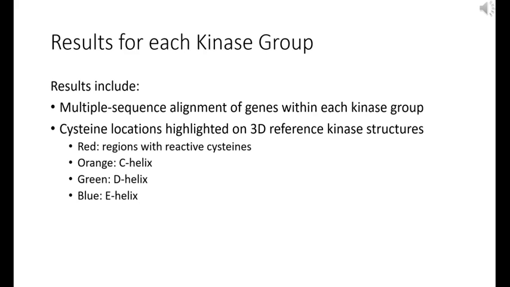The following slides will outline common places where reactive cysteines were located. These slides will include snapshots of the multiple protein sequence alignment of the kinase genes within each kinase group. The 3D structures of the reference kinases will be used to depict the regions where reactive cysteines were found. The regions in red represent reactive cysteine locations. The C helix, D helix, and E helix are colored orange, green, and blue respectively to help keep track of the structure orientation.